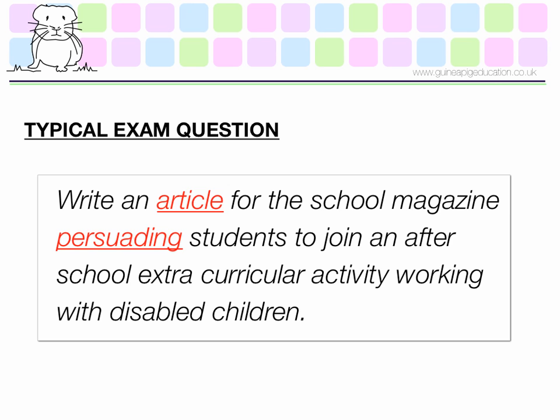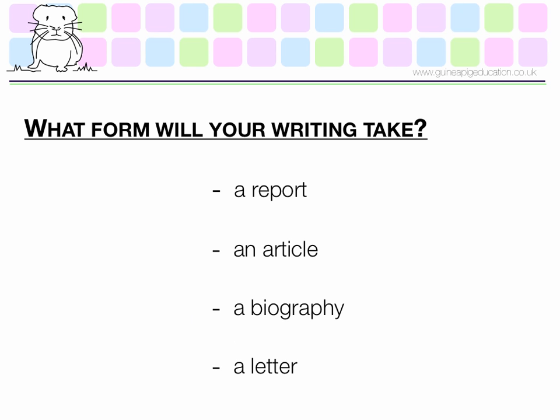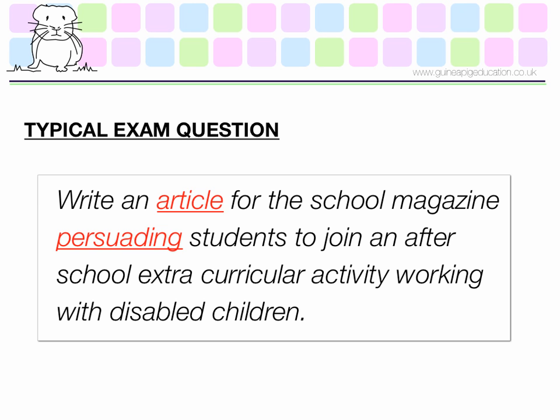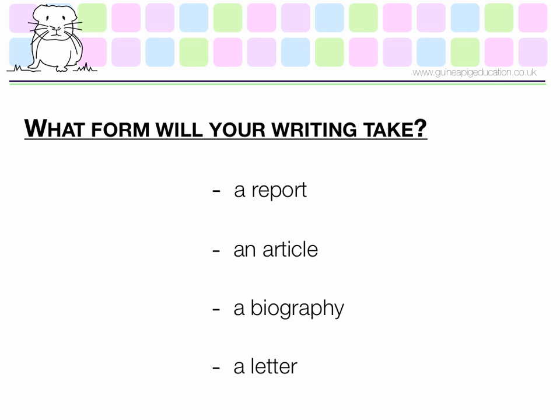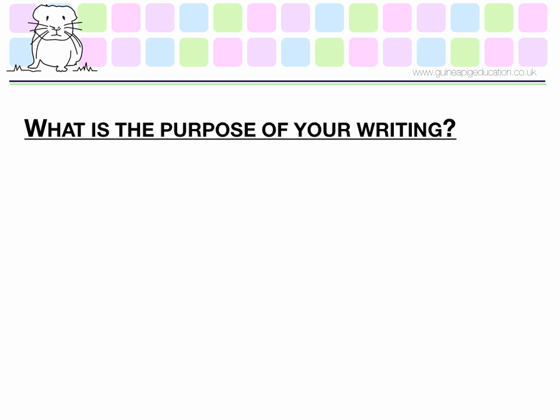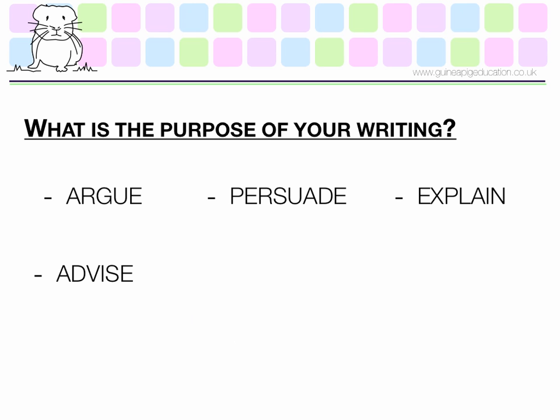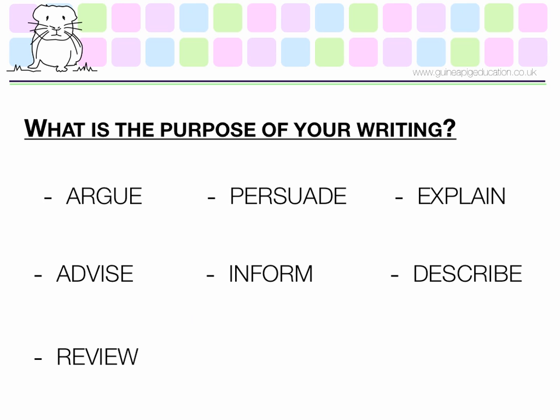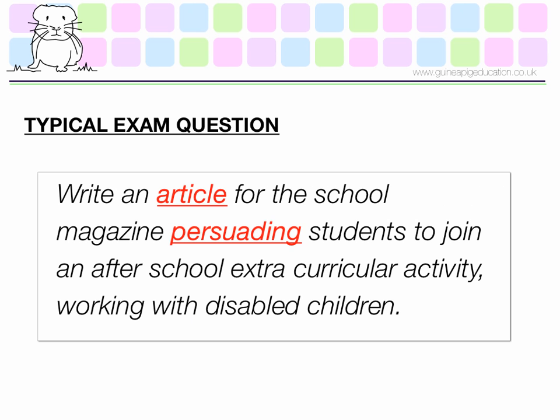So the first thing you need to be considering is the form that your writing is going to take. Now they could be asking you for a report, an article, a biography or even a letter. And you can see if we revert back to the previous slide here that they're asking for an article. So that's sorted then. So now we need to think about the purpose. What is the purpose of your writing going to be? They could be asking you to argue, to persuade, explain, advise, inform, describe, review and even to entertain. And if we look at the question here, the magazine persuading students to join an after-school extracurricular activity. So they're asking you to persuade. That's the purpose of the question here.